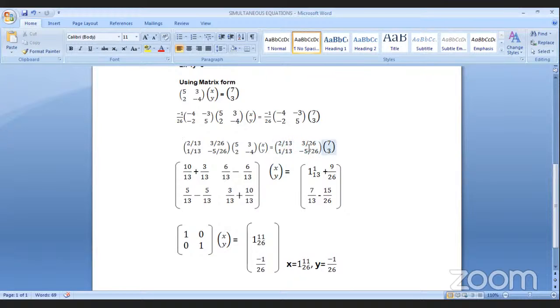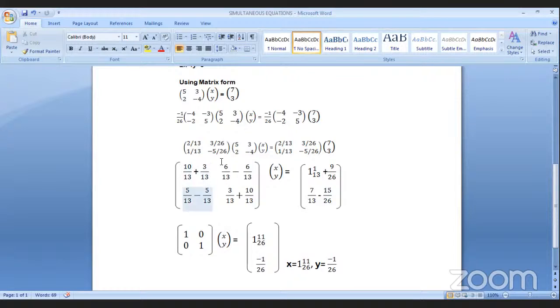We also come to this one, multiply through, and we always know that the 2 by 2 matrix should come before the 1 by 1 in order for them to multiply successfully. So multiply 2 out of 13 by 7 gives us 14 out of 13. 3 out of 26 multiplied by 3, get 9 out of 26. Then 1 out of 13 times 7 gets 7 out of 13, and negative 5 out of 26 multiplied by 3 gives us negative 15 out of 26.